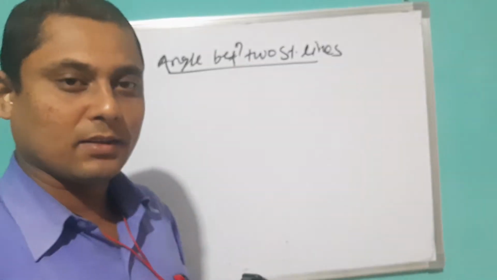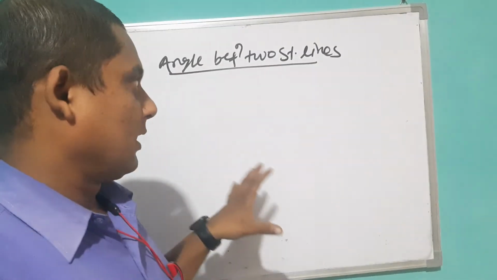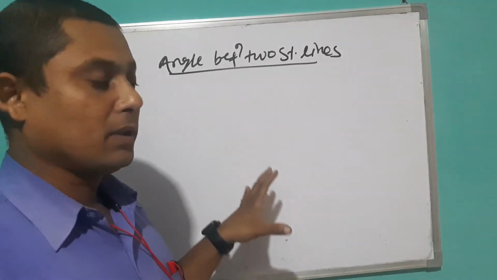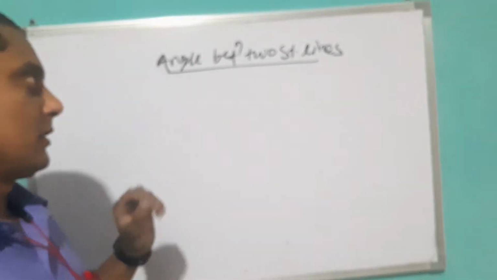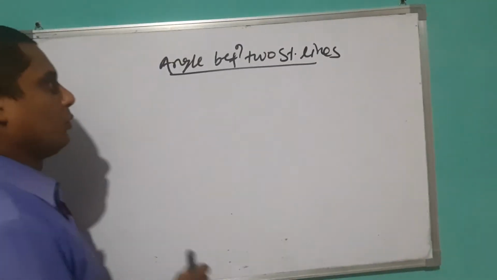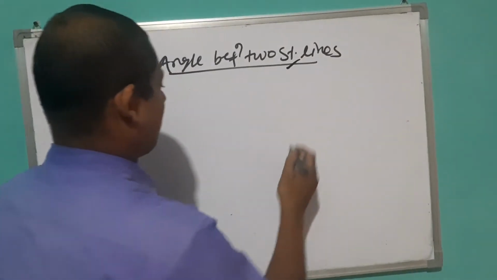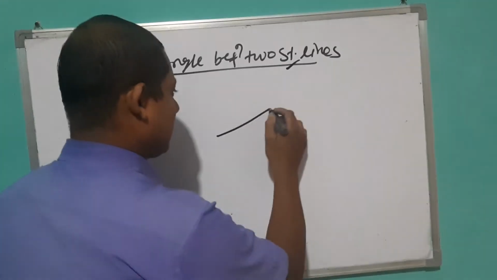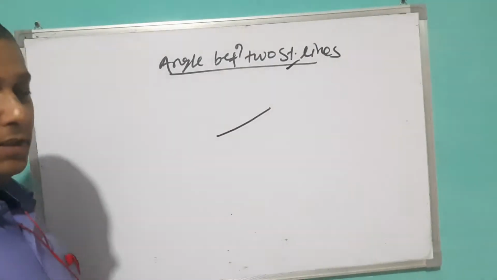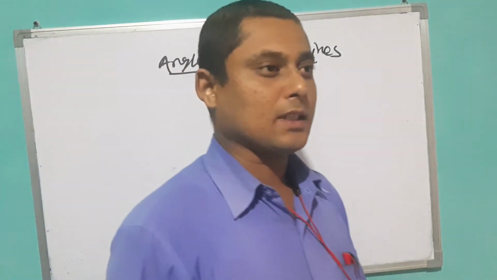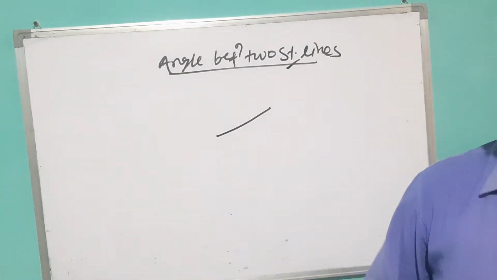And I'm going to start this topic, angle between two straight lines. For that, first of all, we have to understand about this straight line. A straight line means it is always straight like this. This is the straight line, but this straight line has two properties.